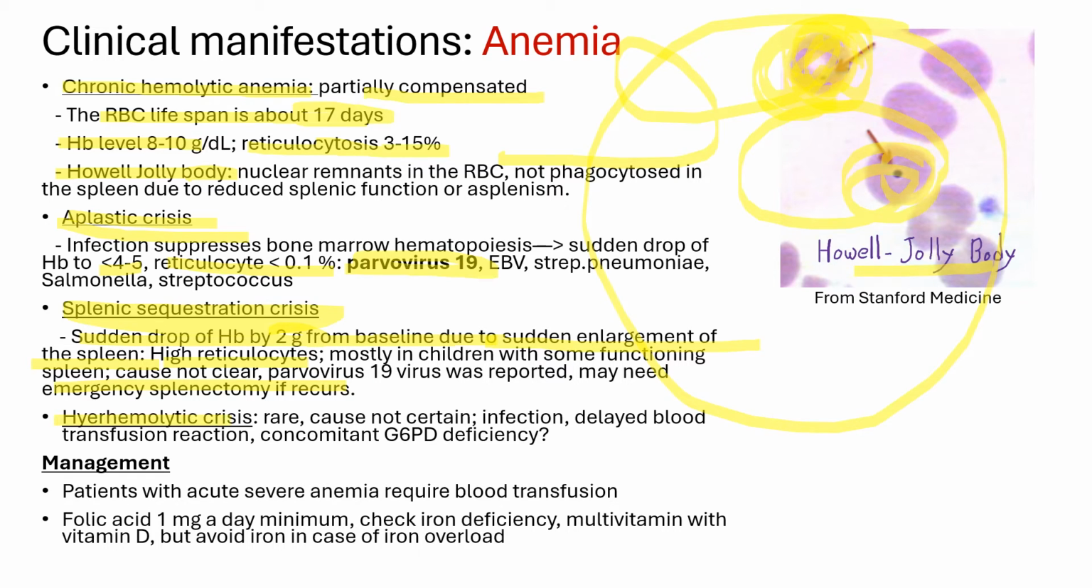Hyperhemolytic crisis, it's rare and we don't know the cause, but some people suspect the concomitant G6PD deficiency. And as a management, patients with acute severe anemia require blood transfusion. And don't forget folic acid and check for iron deficiency, but many of them have iron overload, so then you have to avoid iron.